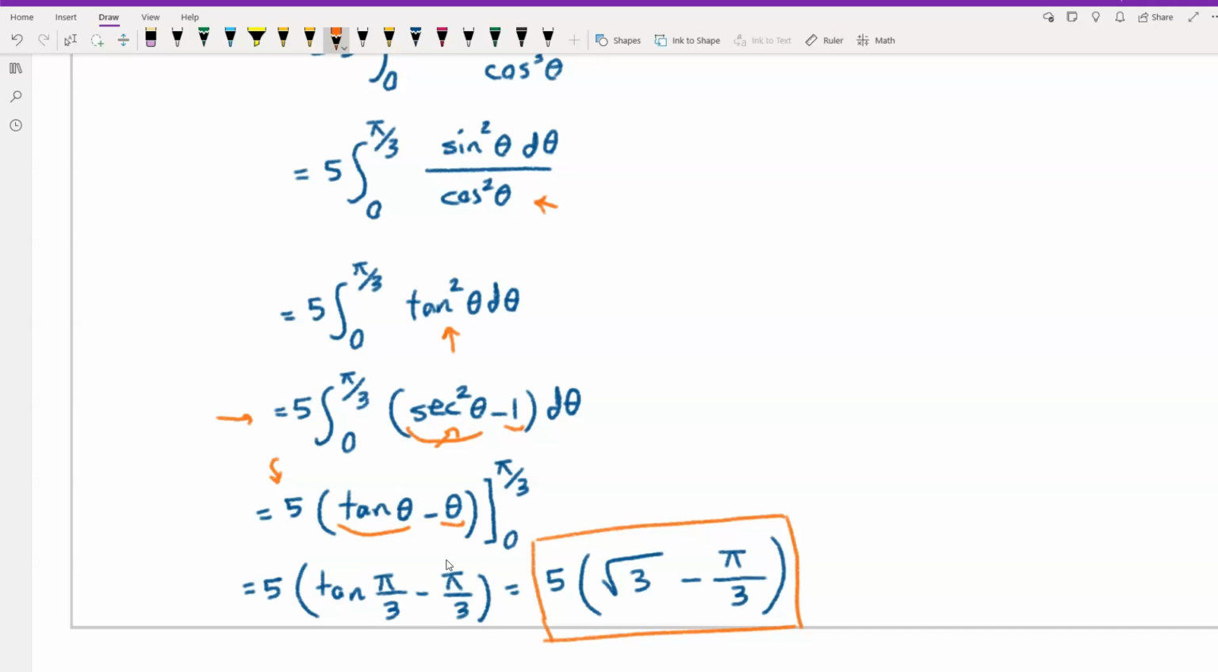Using 0 for theta, tangent 0 minus 0 is equal to 0. So I didn't write that part because it is 0. But writing pi over 3, we're going to have 5 times tangent pi over 3 minus pi over 3, and then minus 5 times tangent 0 minus 0. Again, that is 0, that's why I didn't write that part. Instead, I only have 5 times tangent pi over 3 minus pi over 3. Tangent pi over 3 is equal to square root of 3, so our final answer is 5 times square root of 3 minus pi over 3.